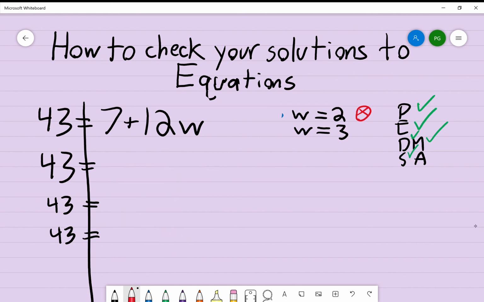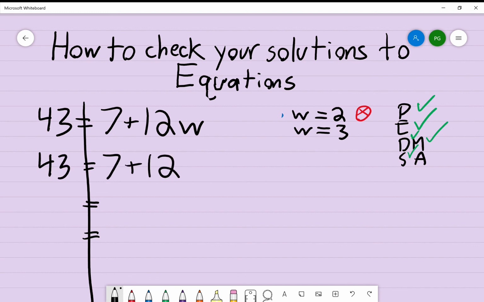Step 1 is going to be that I draw out the balance. And now I'm going to rewrite everything. 43 equals 7 plus 12. But now where the W is, I'm going to plug in a 3. Okay. Now, let's review. PEMDAS, are there any parentheses? No. Exponents? No. Division? No. Multiplication? Yes. 12 times 3 is 36. Okay. Everything else stays the same.